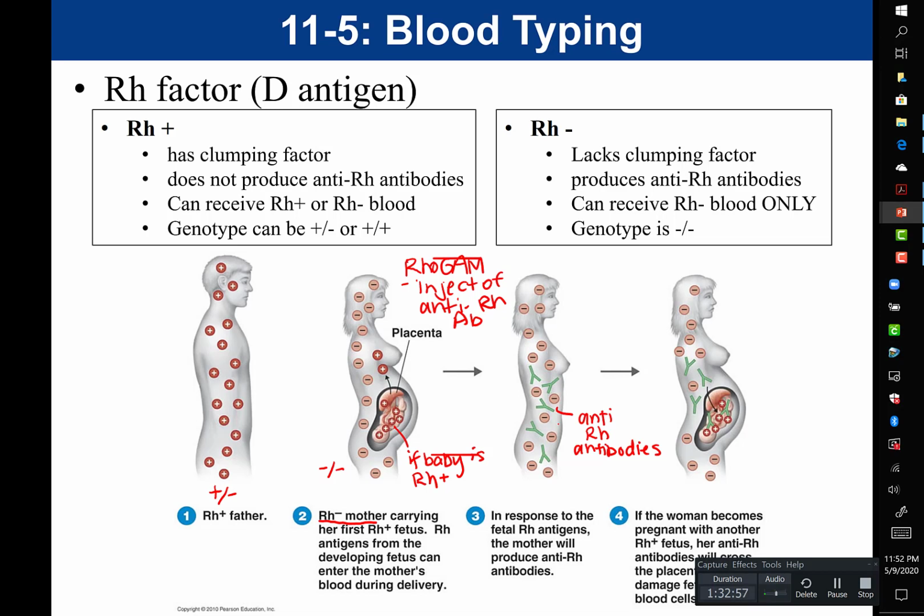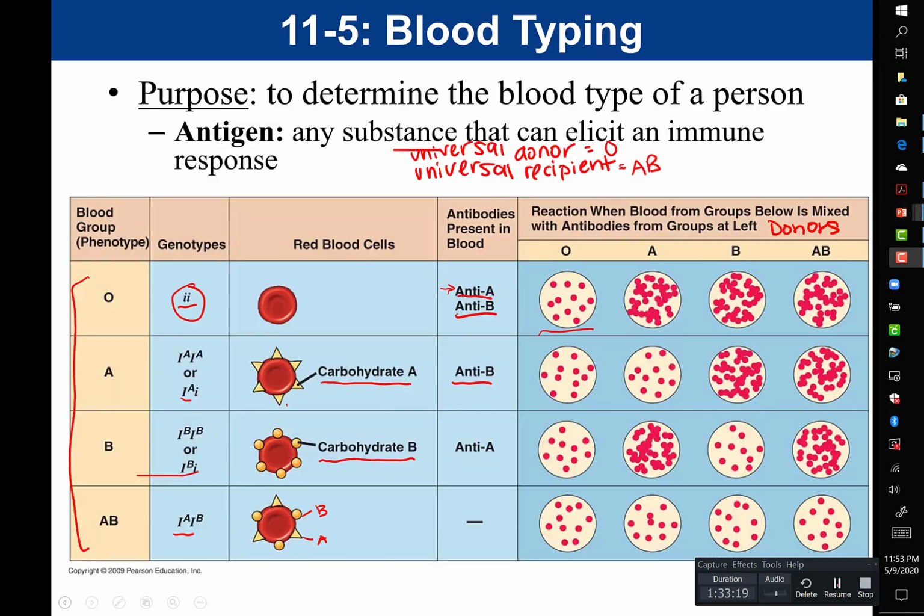And so that can be prevented, or at least helped, if mom receives that Rhogam injection. If she gets those anti-Rh antibodies and her immune system doesn't mount the response, then she's not going to have those memory cells and it's not going to affect subsequent pregnancies. And so this is how Rhogam works.